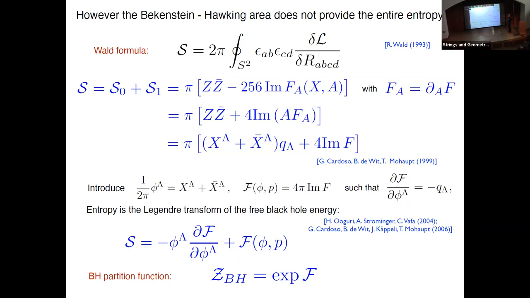One can also introduce a certain function, we call it F_Λ here, which is the real part of the axions. One can also introduce a second function, calligraphic F, which is the imaginary part of F, such that electric charges are just derivatives of calligraphic F with respect to Φ. And then you can see that the entropy is in fact the Legendre transform of a so-called free black hole energy in this way. And using this, I think this was first done by Ooguri, Strominger, and Vafa, and then also further explored by Cardoso, de Wit, Käppeli, and Mohaupt. And in this way, one can also introduce a so-called black hole partition function, which can be seen as the exponent of the free energy of the black hole. So F is the free energy, and S is the entropy, and they are related by this standard thermodynamic Legendre transformation. And I will come back to this relation at the very end of my talk.